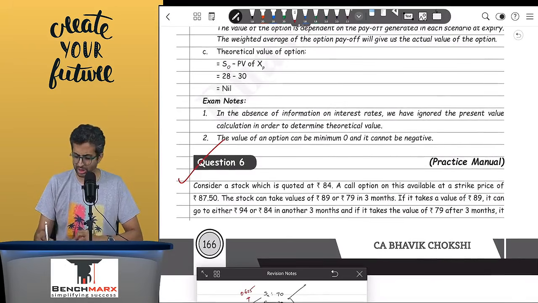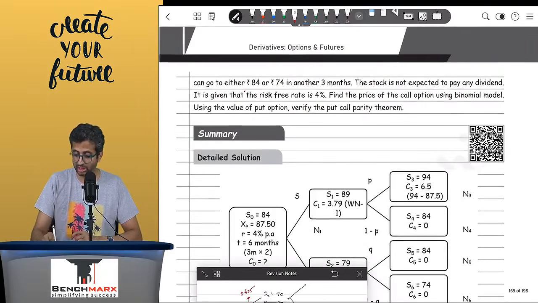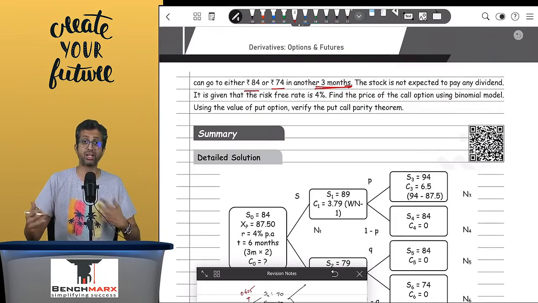Consider a stock which is quoted at 84. So this is your spot price today, S0. A call option is available at a strike price of 87.5. So this is your exercise price. The stock can take values of 89 or 79 in 3 months. If it takes a value of 89, it can go either to 94 or 84 in 3 months. And if it takes a value of 79 after 3 months, it can either go to 84 or 74 over the next 3 months. So this is a multi-period binomial.